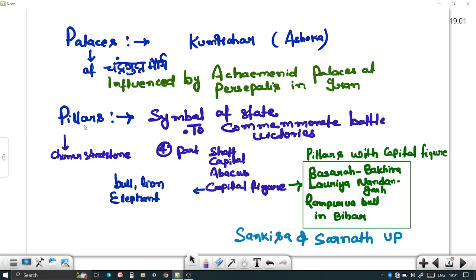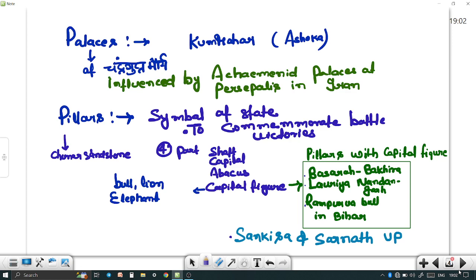Some of the pillars which exist with the capital figures were found in Basarah-Bakhira, Lauriya Nandangarh and Rampurva Bull. We will find these all three basically in Bihar. And then Sankisa and Sarnath in UP.